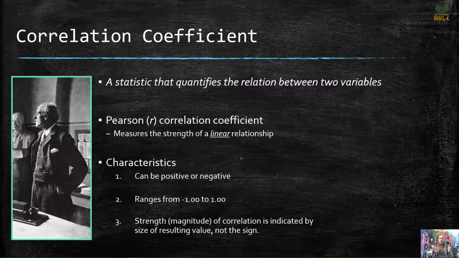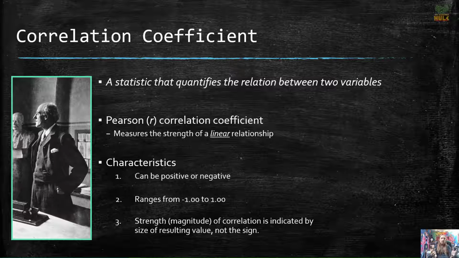If it's a +1, it's a perfectly positive correlation, right? The degree to which it is close to 1 indicates the strength or magnitude of that correlation. The closer it is to 1, the stronger it is. The closer it is to -1, the stronger it is towards a negative correlation. The closer it is to 0, the stronger an indication that there is no relationship whatsoever.